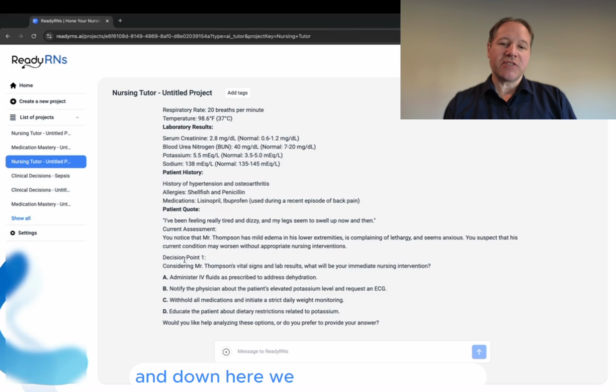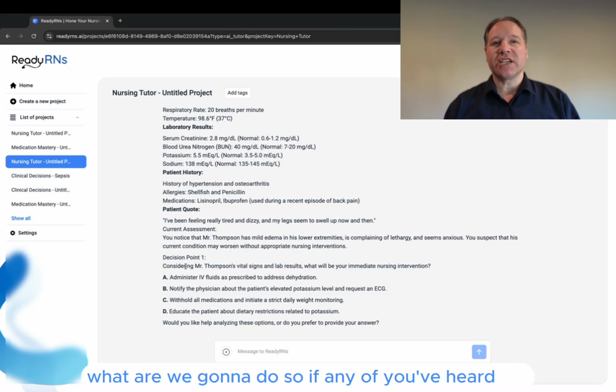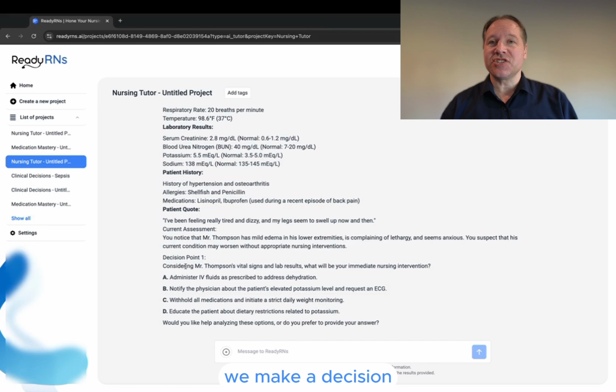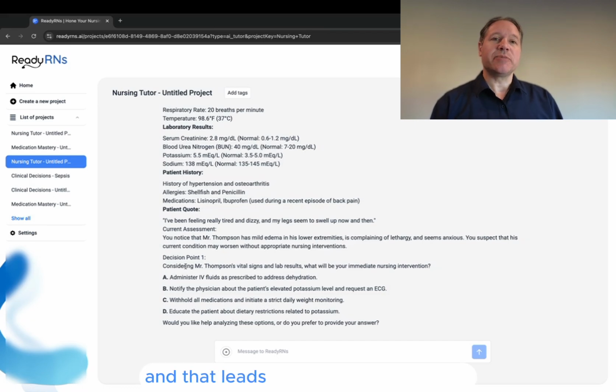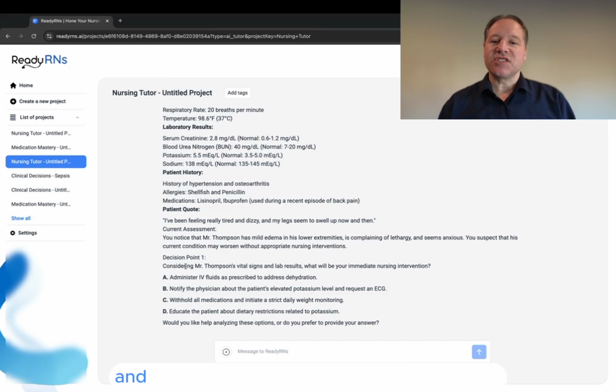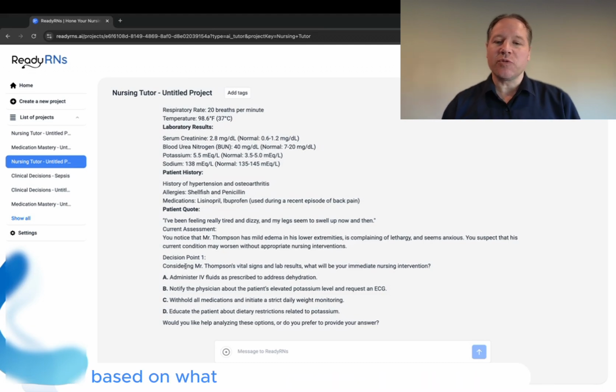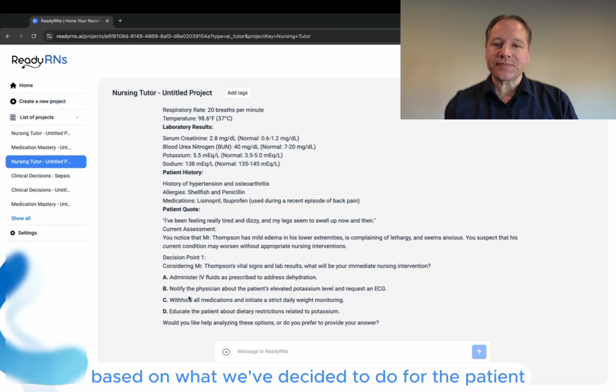And down here, we have a decision point. What are we going to do? If any of you have heard of Choose Your Own Adventure books, it's similar to that idea. As a nurse, we make a decision, and that leads the patient and ourselves to go down a certain road. And so that's essentially what this is set up as. As we make decisions, the scenario changes and adjusts based on what we've decided to do for the patient.